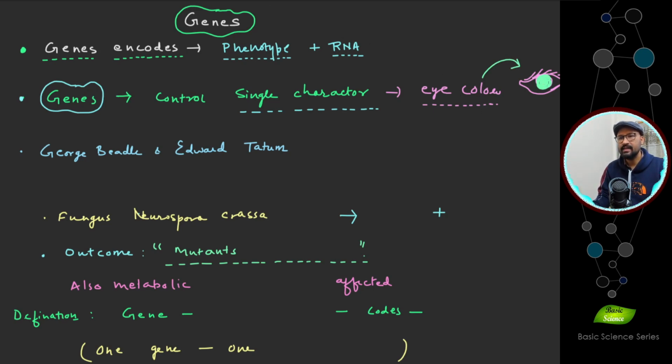Okay, what is the next thing? Moving on to the next one, I have written two names, George Beadle and Edward Tatum. So you need to remember these two names. You can't just forget these two names. These are highly important, and we need to understand also what they have done when the work was concluded.